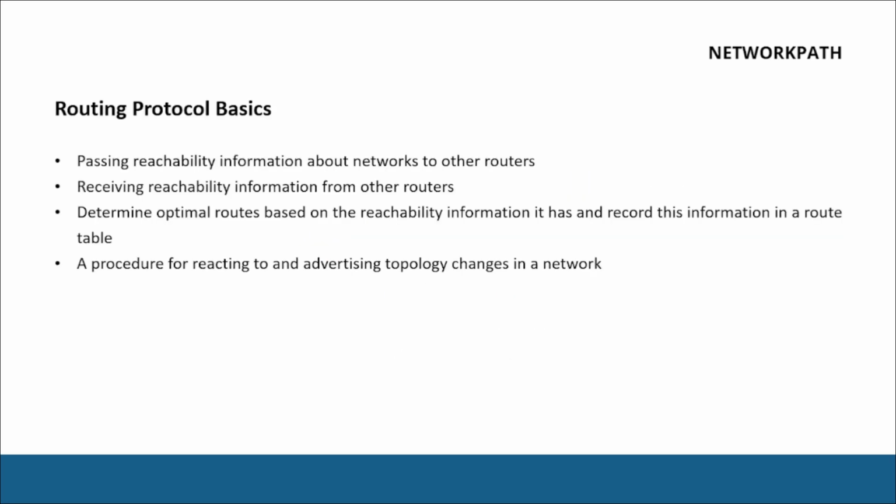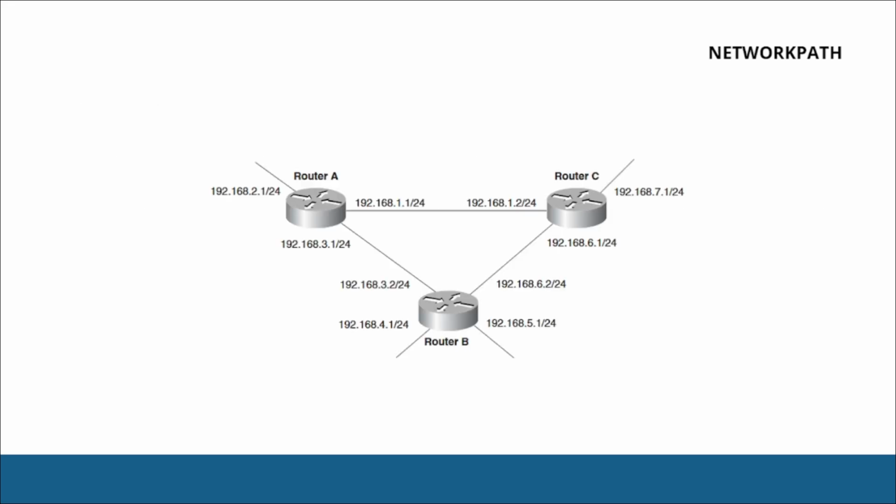Okay. Third point says that determine optimal routes based on reachability information it has and record this information in a route table. So every router has a routing table. Okay. And what it should do is that if router B is sending some information, router C is sending some information, it should analyze that information, okay, work around and then update its routing table. Okay. Now when router C has advertised, okay, advertising means sending the information about itself. Okay, so that means advertising.